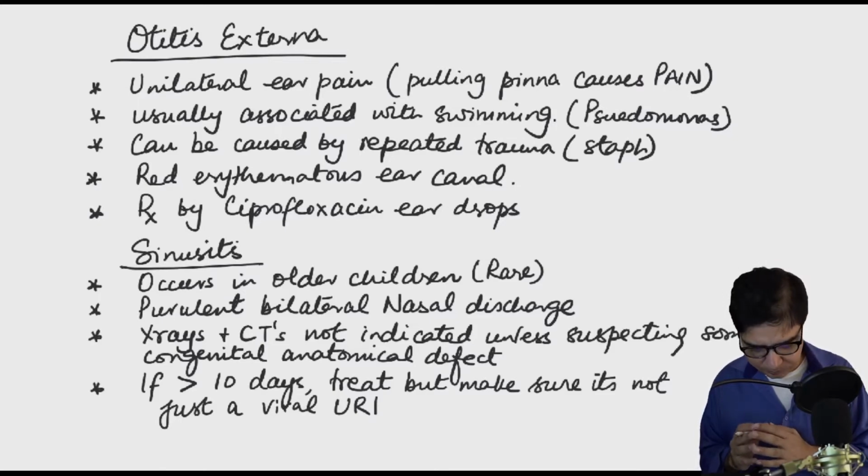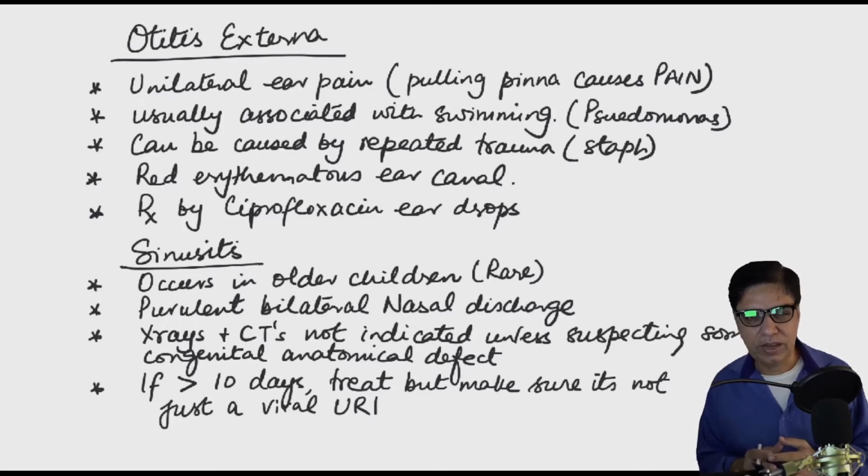Moving on and talking about sinusitis. Now, sinusitis occurs in older children. It's quite rare in young kids. Number one, kids do have a maxillary sinus when they are born, but these sinuses take time to develop. Frontal sinuses usually don't develop before a child is 9 or 10 years of age. Sinusitis is very rare in kids less than 9-10 years of age, unless they've got some anatomical defects in their sinuses. So it would usually be teenagers or adolescents who might present with sinusitis.